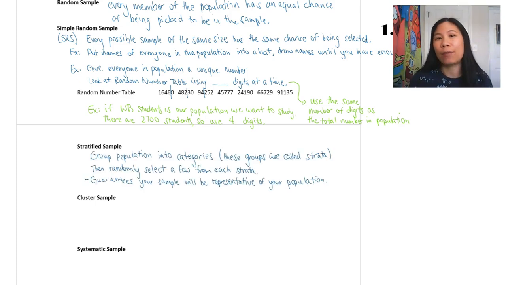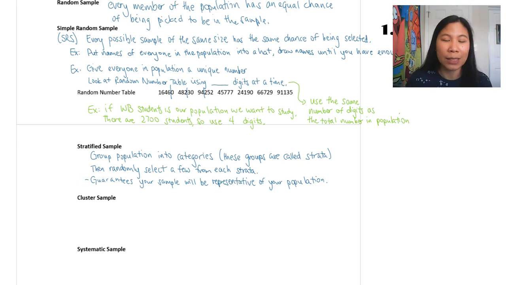So this is a nice advantage of stratified samples, because in a simple random sample, since we're just randomly drawing names, it is very possible that we end up with a whole bunch of seniors, some sophomores, and not very many freshmen or juniors, just because it's so random. With stratified, we basically guarantee that our sample is going to include some of every group, which is nice. The next type of sampling method is the cluster sample.